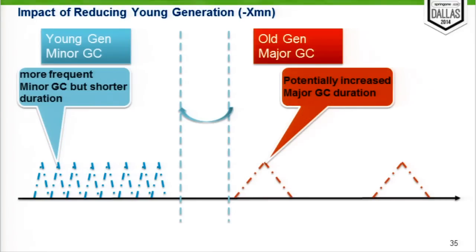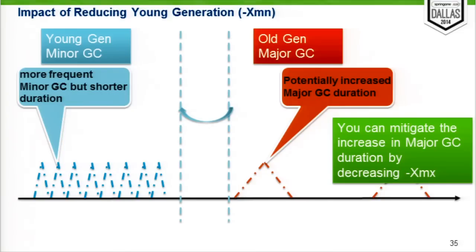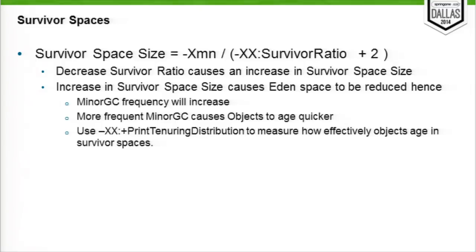Now, when we do that, obviously we've increased the space. And if we've increased the space, the duration of the existing full GCs will go up. If you don't like that, you can decrease minus XMX, and so on. Survivor spaces. Well, survivor spaces are sized by survivor ratio. So if you increase this, survivor space size will go down.